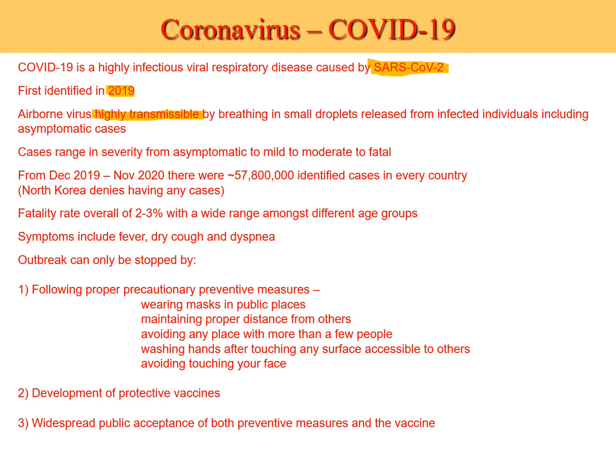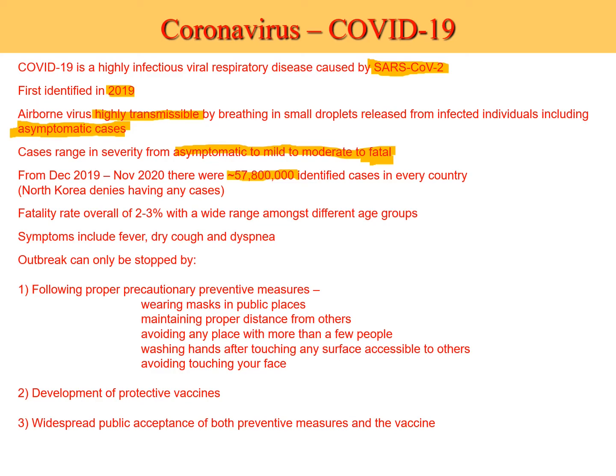And one particular problem also is that many cases are asymptomatic, but will spread the infection. The cases, in fact, range from asymptomatic to mild to moderate to fatal. So it's a giant problem. From 2019 to November 2020, there have been almost 58 million identified cases, which means that there could be as many as double that, or even more. Many were never identified.